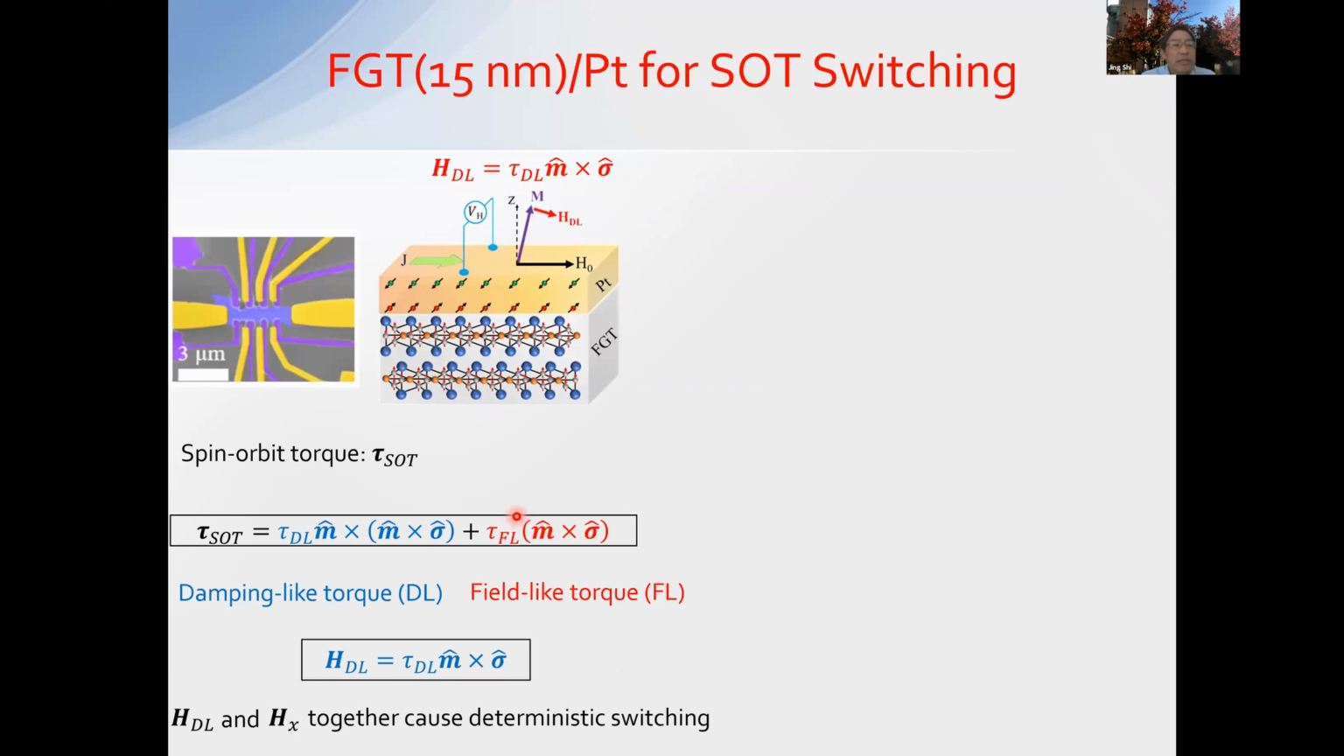This is a device that I made, and this device has platinum on top. In order to switch the magnetization from the perpendicular direction, up to down, we use this spin orbit torque, this field-like torque, together with this bias field we call HX, along the X direction. These two make the switching deterministic. The field corresponding to the damping-like torque is shown here.